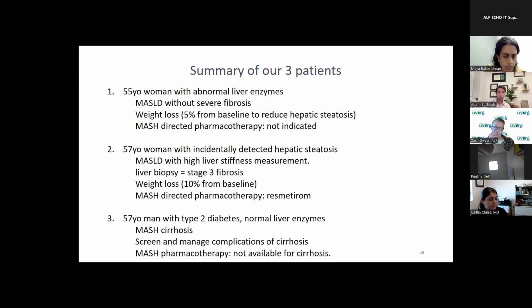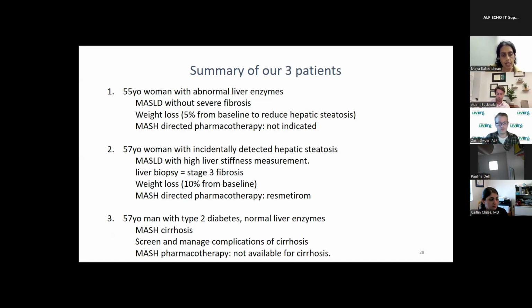So here's a summary of our 3 patients. We started off with this 55-year-old woman with abnormal liver enzymes. You worked up the cause of her steatosis and her liver enzymes, and in the end, it was all MASLD. You staged her. She did not have severe fibrosis. She's someone you can manage in your primary care clinic. Encourage weight loss of 5% from baseline, and at this time MASH-directed pharmacotherapy is not indicated. But you have to re-screen for severe fibrosis in 2 years.